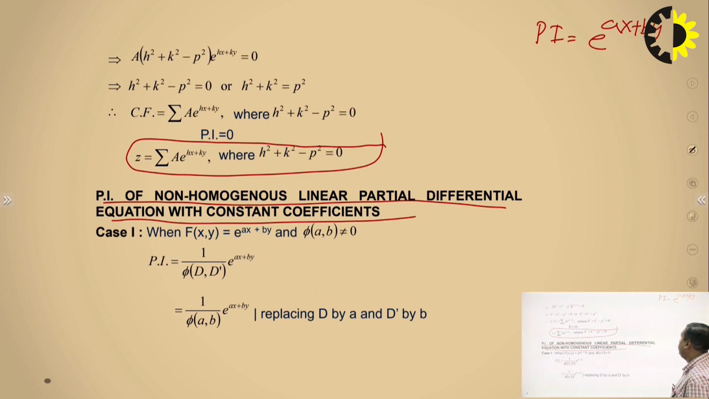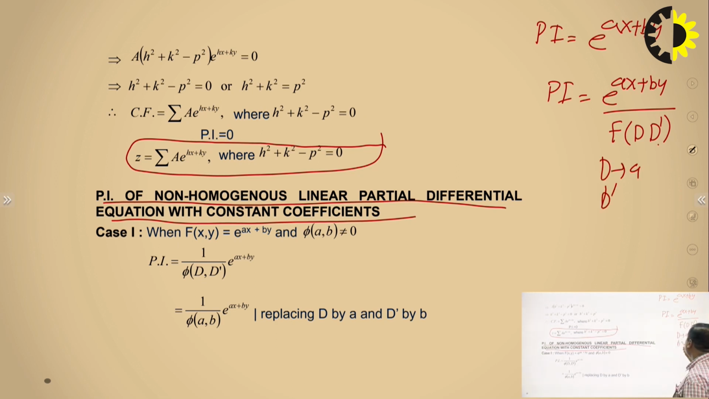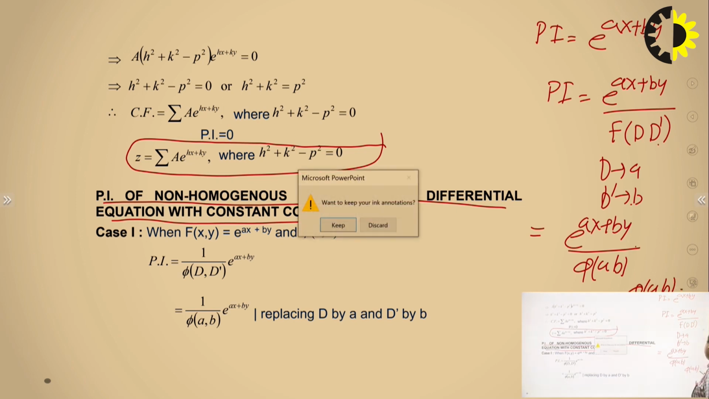PI of e to the power ax plus by. So PI, we are writing in the form e to the power ax plus by, and the function of DD dash. Either you can write phi function of DD dash and replace D by a and D dash by b, and that becomes e to the power ax plus by upon phi ab. It is mentioned here phi ab must not be equal to 0. If it becomes 0, then it becomes infinite.